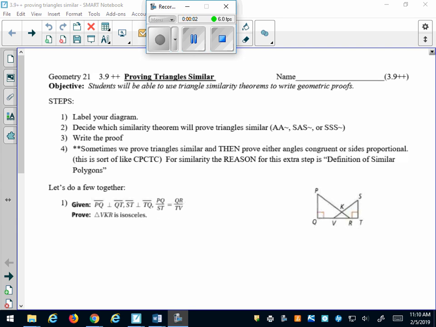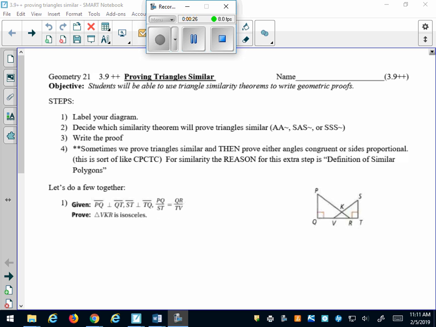All right, so part of the whole idea behind this section that we're doing is being able to prove triangles are similar. Right? So we already learned that there are 3 ways to prove triangles are similar. What are those 3? The 3 postulates that we can use to say this triangle is similar to that triangle. Give me one.